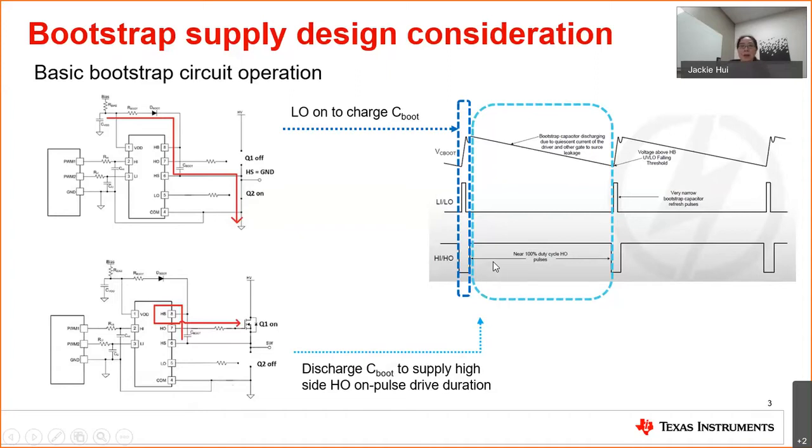You can see that as the high side is turned on, the boot cap voltage is slowly depleting. This is because it's using its charge to keep the high side FET on. So as the cycle continues, as the high side and low side are switching, these charging and discharging events continue as well. So this is the basic operation of the Bootstrap circuit.